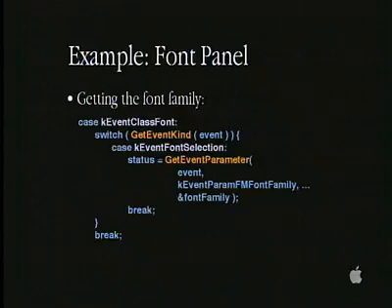So first off, here's an example when I receive a Carbon event of how I would pull out the font family. As you can see, it's really quite simple. I determine the event kind. I then get the parameter out of the event once I determine that it's actually a selection. I ask for the font family. I get it back, and then the last thing I need to do is apply it to the user's selection.